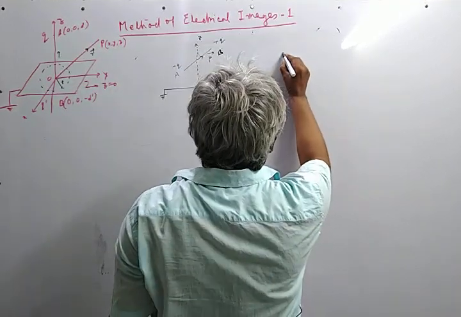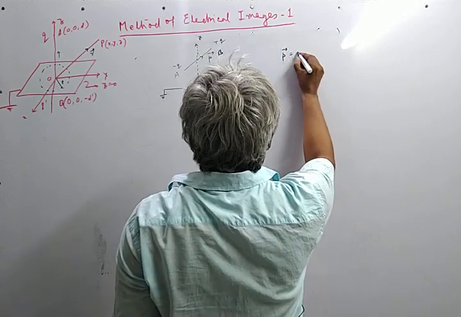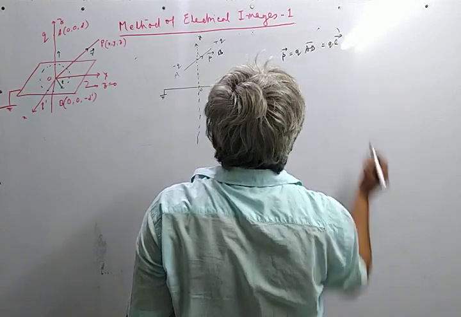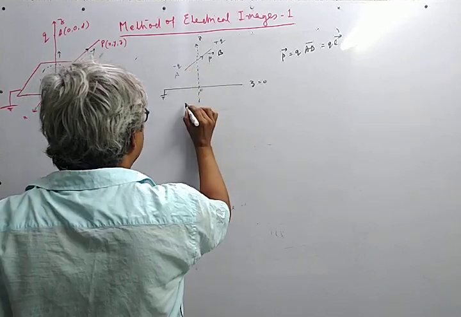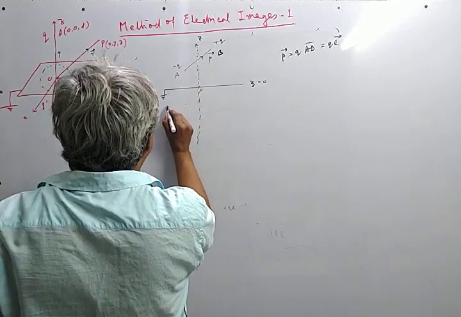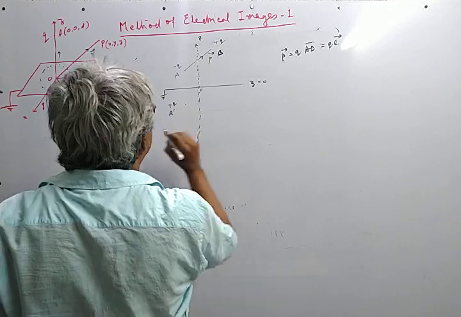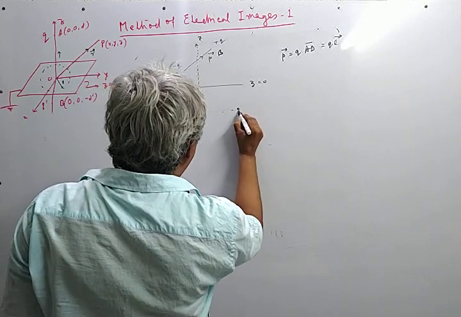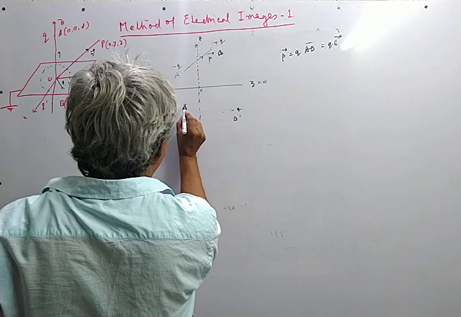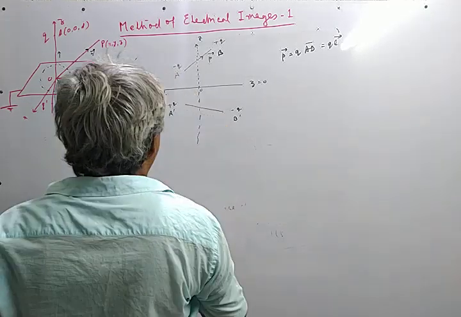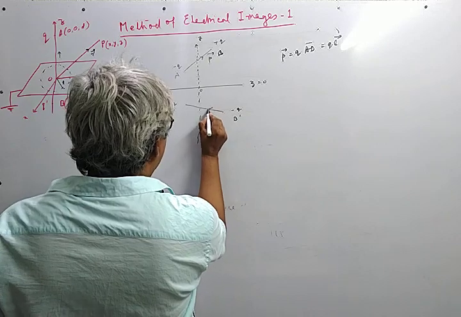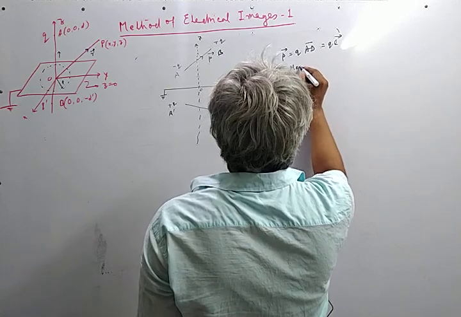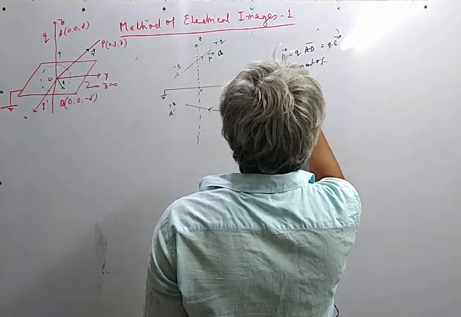The inducing dipole moment P is equal to Q times AB. We write it as Q times vector L. The image of this will be formed at A prime, and the charge will be plus Q at A prime, and the image of this will be minus Q and will be formed at B prime. Again we will have a dipole, and this is the moment of the inducing dipole.